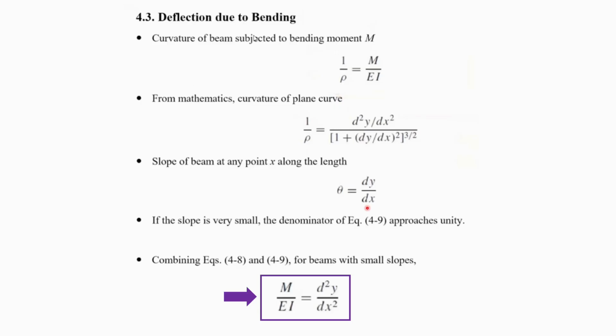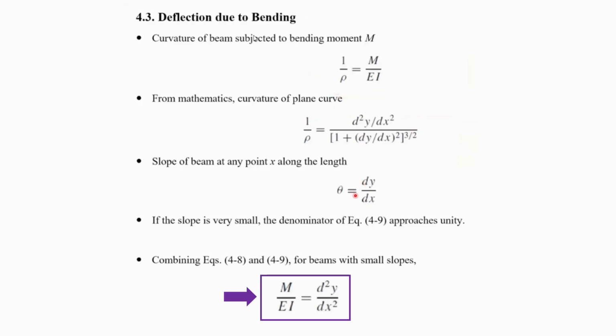How can we determine the slope of a beam at any point along the length of the beam? By using the following formula. Theta represents the slope of the beam, and it can be determined by taking the first order derivative of deflection y with respect to x. So as you can see, the slope is equal to the first order derivative of deflection y with respect to x.